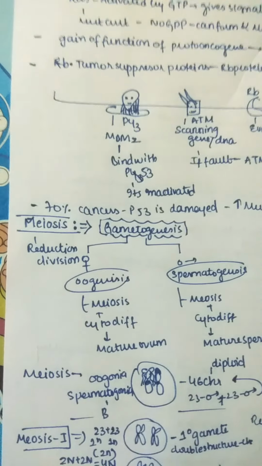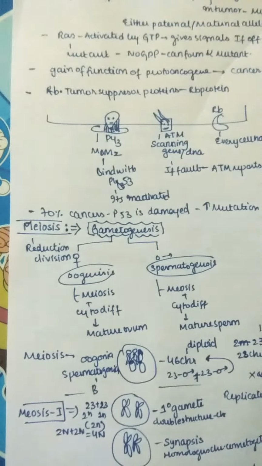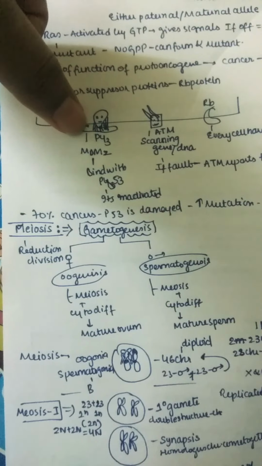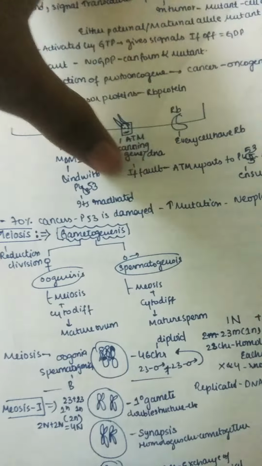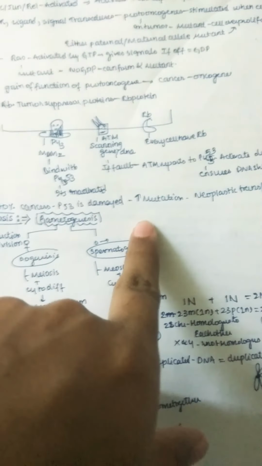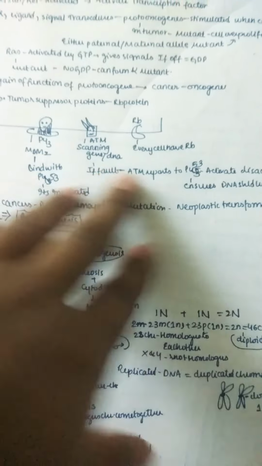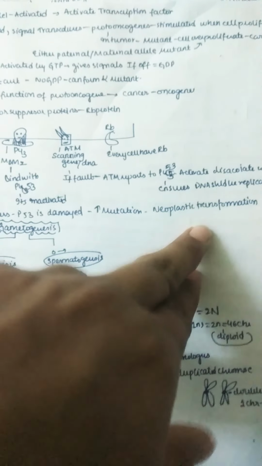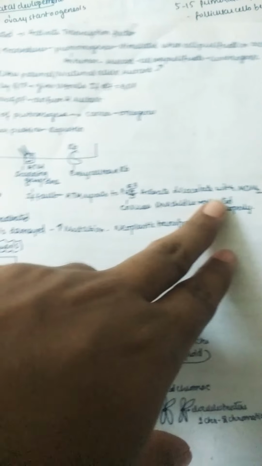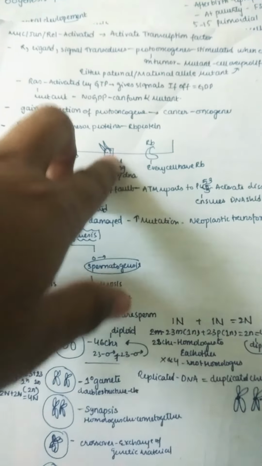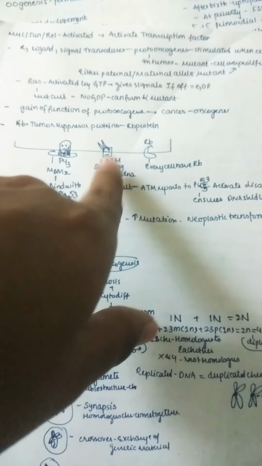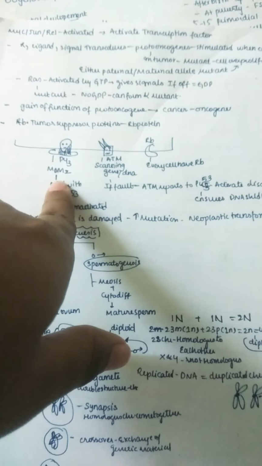So retinoblastoma is a tumor suppressor protein, that you need to remember. In the tumor suppressor proteins, we also have p53, the guardian of the genome, and ATM is a scanning gene for DNA, and every cell has retinoblastoma. So what this ATM does is, if there is any fault in the DNA replication, then the ATM reports to p53, which activates and dissociates from MDM2. Actually, p53 is always associated with MDM2. So whenever there is any disturbance in cell replication, it gets detached from MDM2 and goes into action. So what does it do?